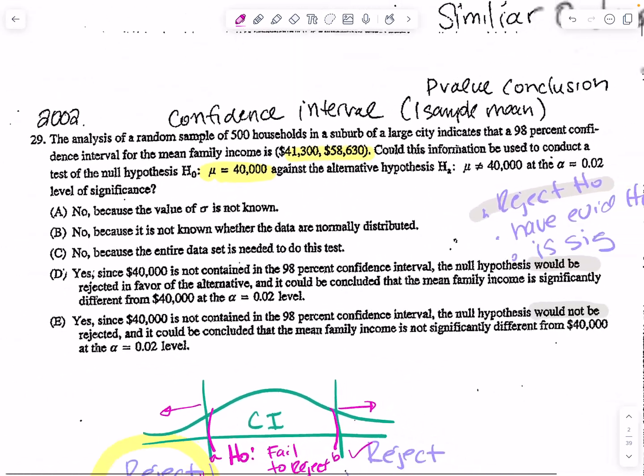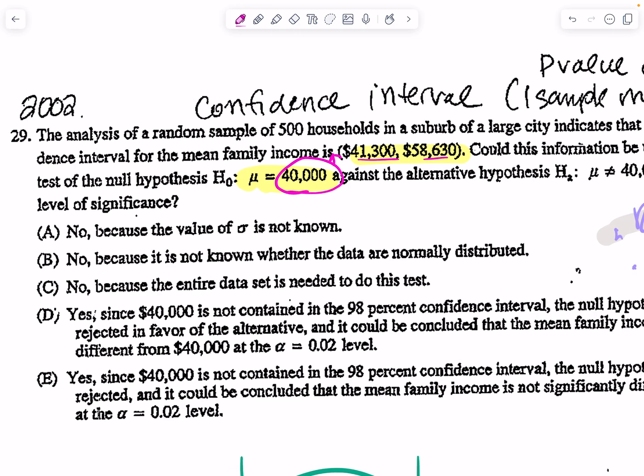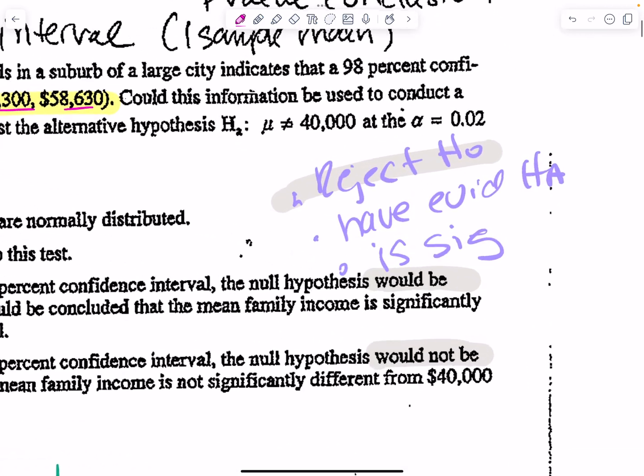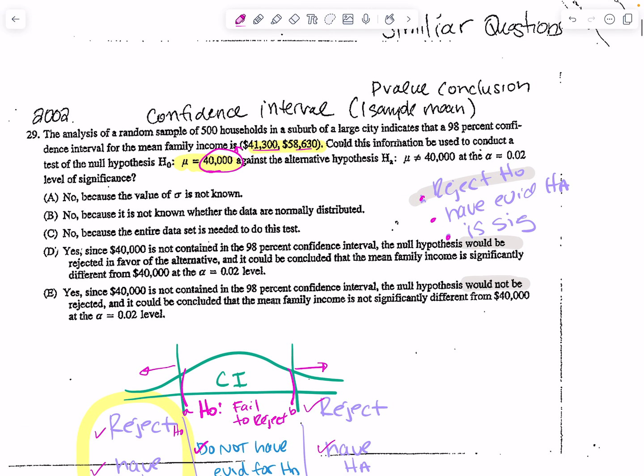So let's go ahead and look here, and we see 40,000 is outside the interval because it's less than both of these numbers. I gave myself a little note sheet. Since I'm rejecting H0, that means I have evidence for HA, and that is significant. So when I read through these, I'm able to figure out which one I know. I'm asking, is this statistically significant? Could this be information against the alternative hypothesis at this level of significance?